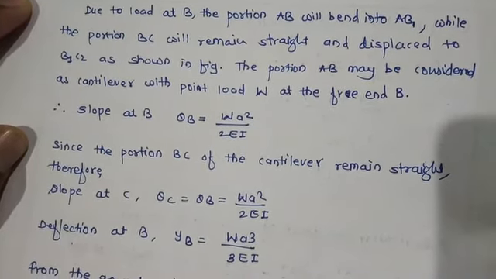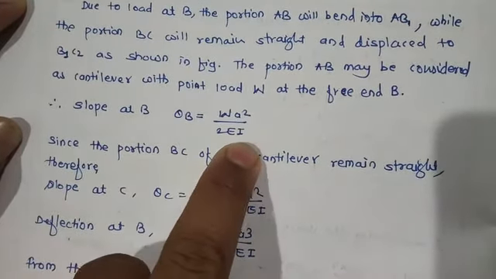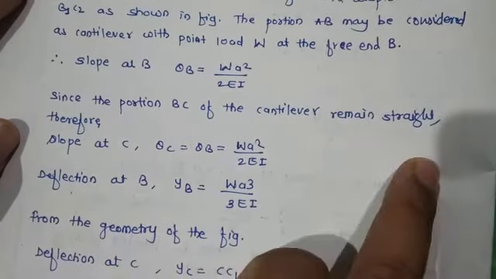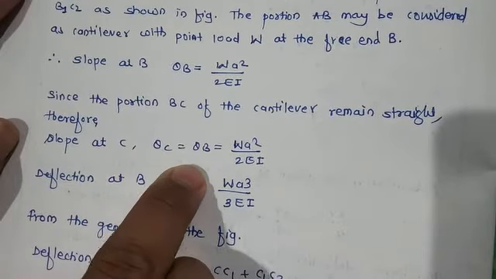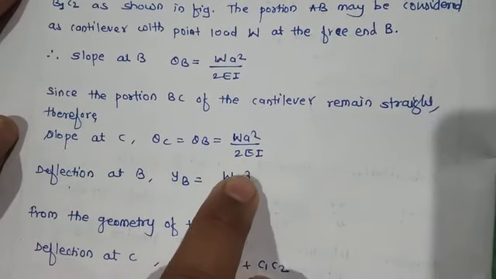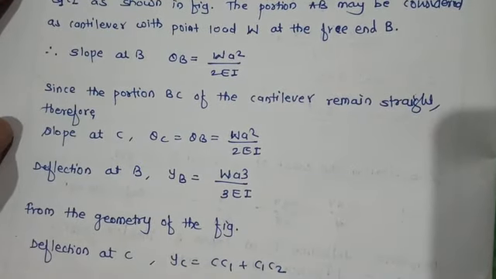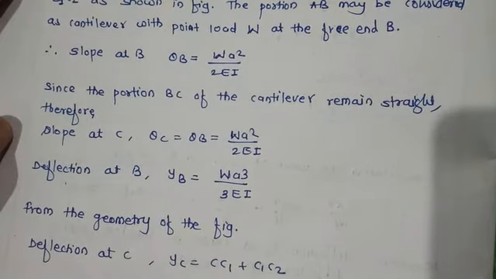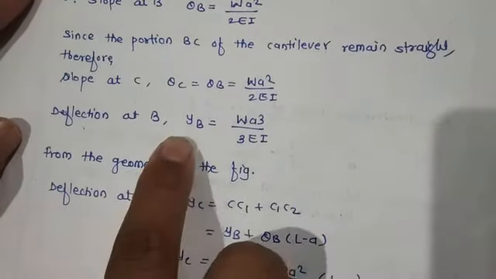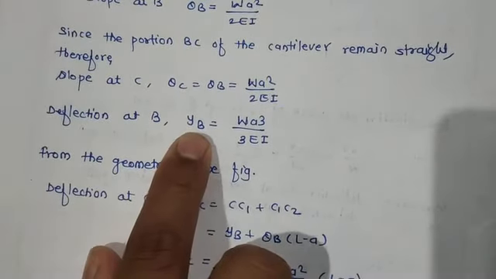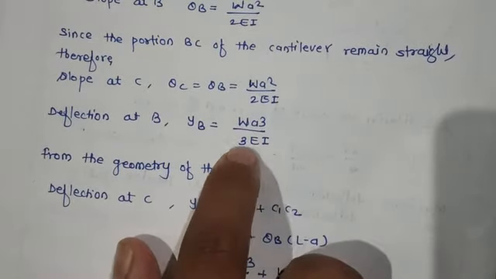Now the slope at B. The slope at B, as we already saw, is W into A square divided by 2 into EI. Since the portion BC of the cantilever remains straight, the slope at C, theta C, is equal to theta B, which is W A square divided by 2 EI. That means slope at B and slope at C are the same, theta B is equal to theta C. Now the deflection at B, from the previous expression, YB is equal to W A cube divided by 3 EI.